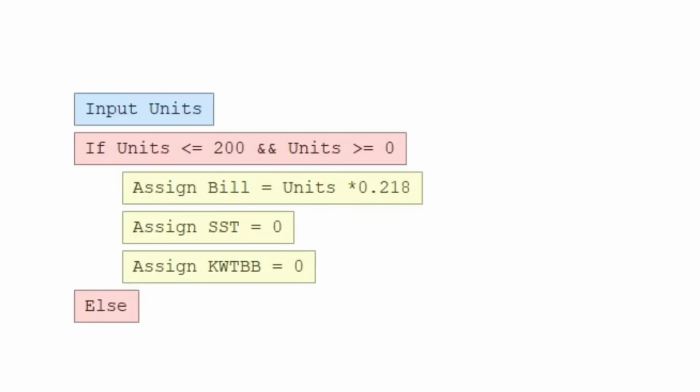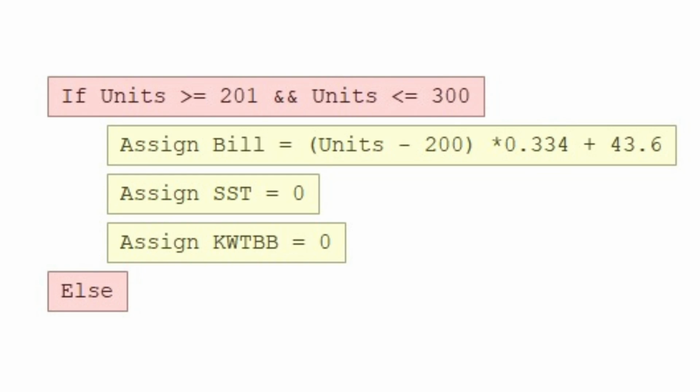The first condition is if the units are between 0 and 200, the rate is 0.218 per unit. The bill is calculated as units multiplied by 0.218. In this case, there is no sales tax or KWTBB. The second condition is if the units are between 201 and 300, the program calculates the bill by subtracting 200 from the units and applying the rate of 0.334 for the remaining units. Again, no SST or KWTBB is added here.